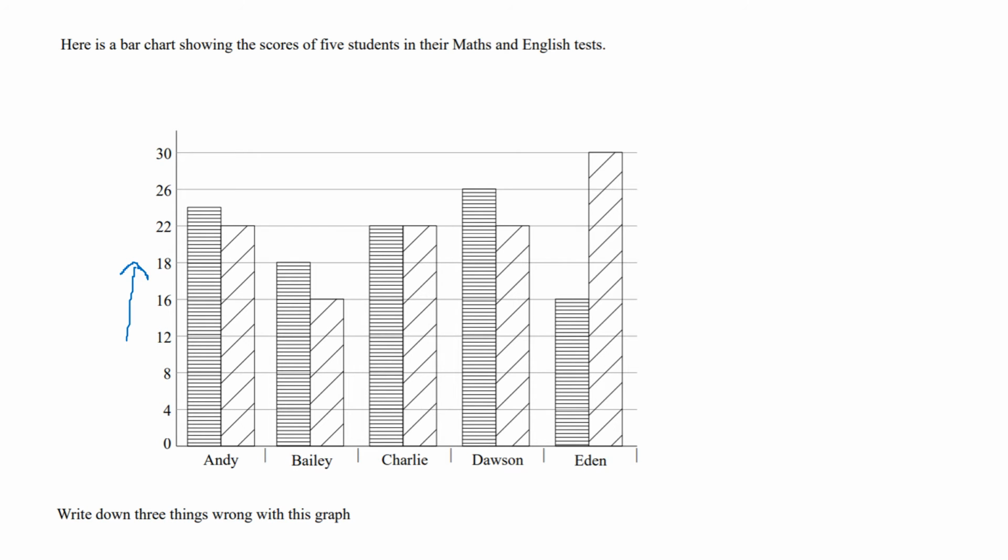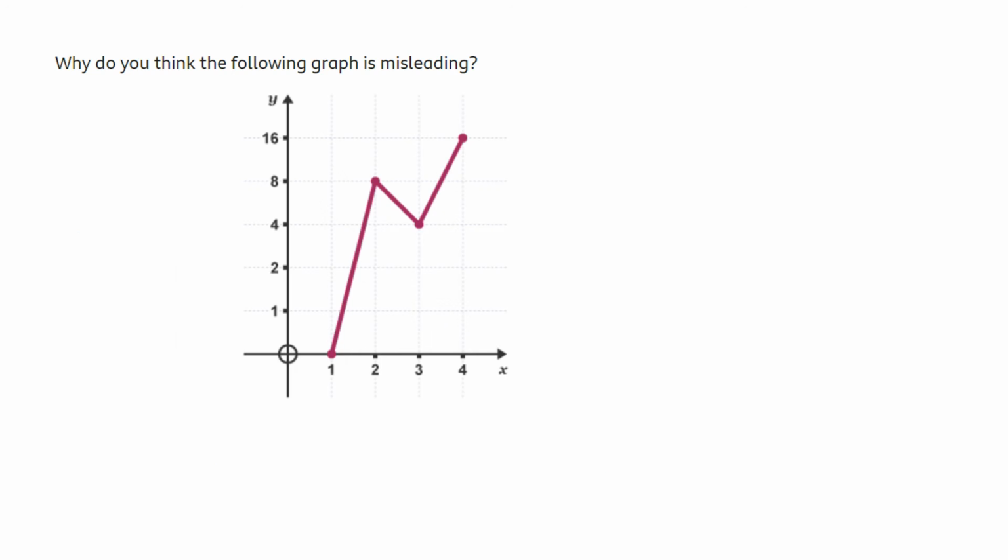There's also no label on this vertical axis, so we don't know if that's the marks that they scored or if that's the percentage. We can't tell what that is. So that's why this graph is misleading, and that's 3 things that are wrong with this graph.